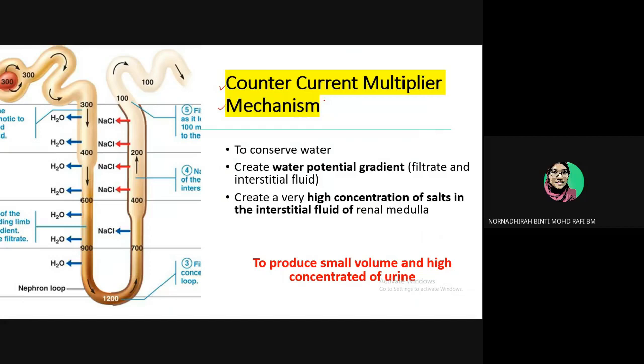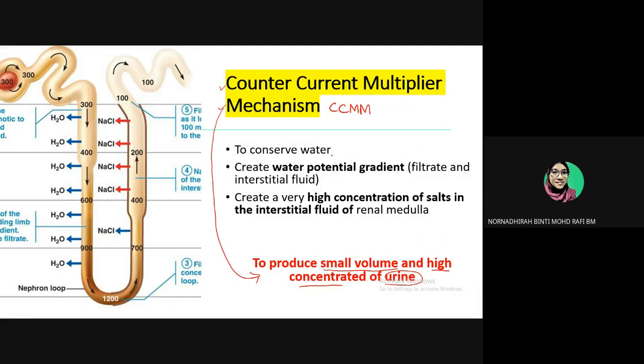Okay, counter current multiplier mechanism ni, aim dia adalah yang last ni sebenarnya. By undergoing counter current multiplier mechanism, the characteristic of urine is, first, small volume. The second one is highly concentrated, meaning that kita nak menghasilkan urine yang sikit dan pekat. That is our aim for counter current multiplier mechanism or CCMM lah, but full name adalah counter current multiplier mechanism.